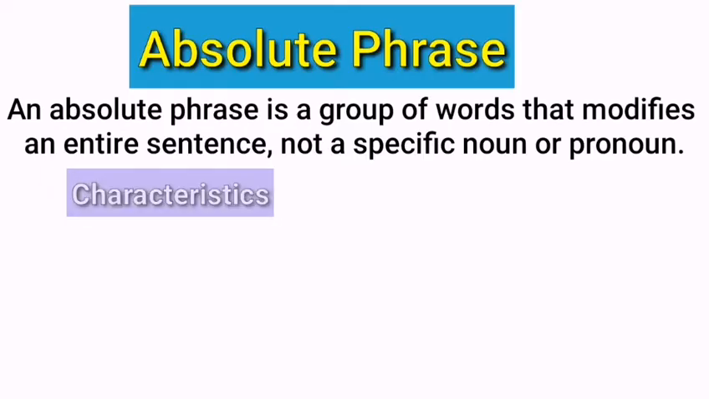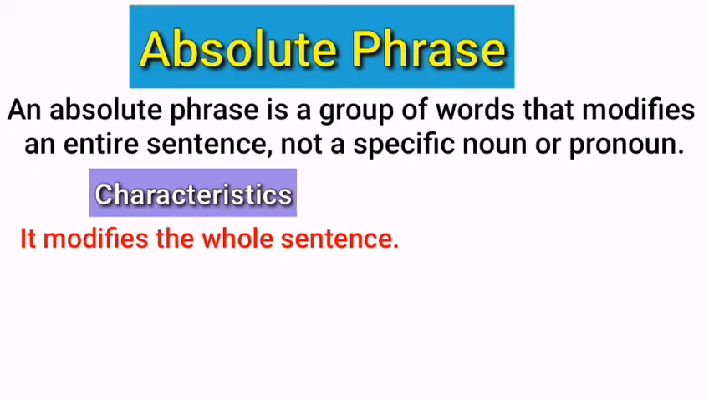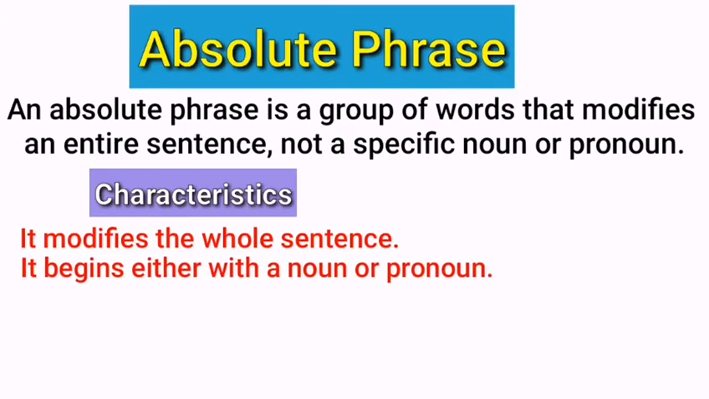The first one is: it modifies the whole sentence. Other adjective phrases modify either a noun or pronoun, but an absolute phrase modifies the whole sentence. The next point is: it begins either with a noun or pronoun. Simply, it means that an absolute phrase will have a noun or pronoun at the beginning. Or, you can say, it either starts with a noun or pronoun.